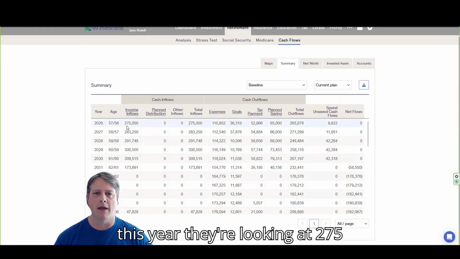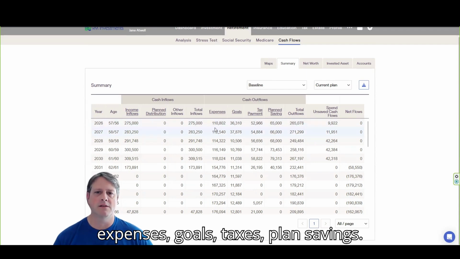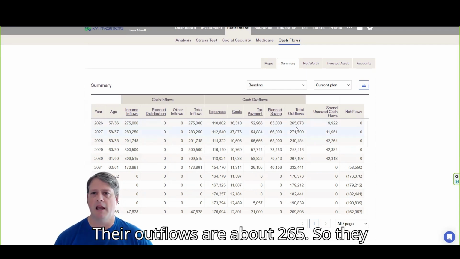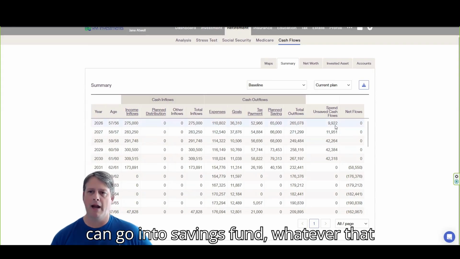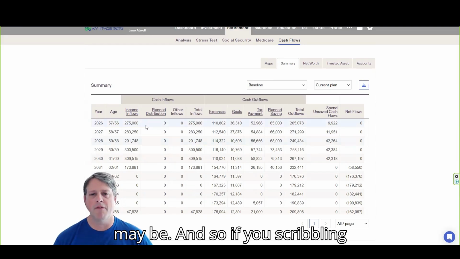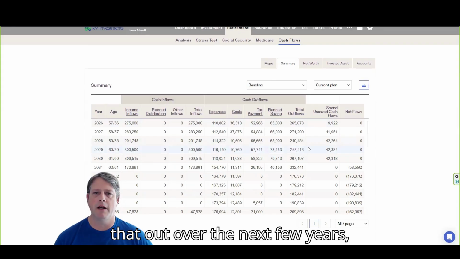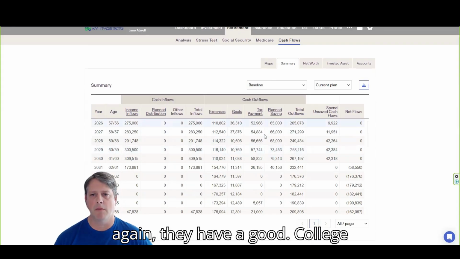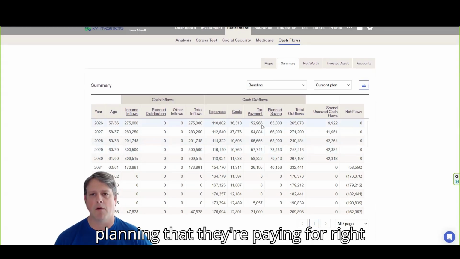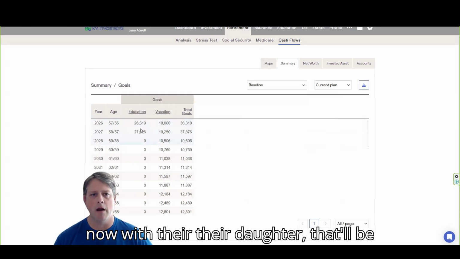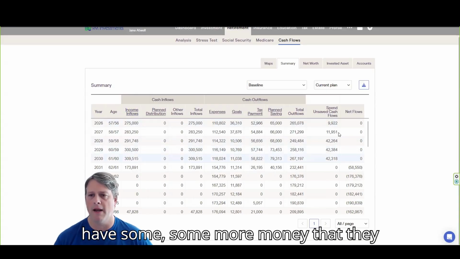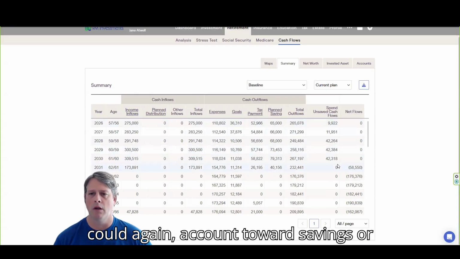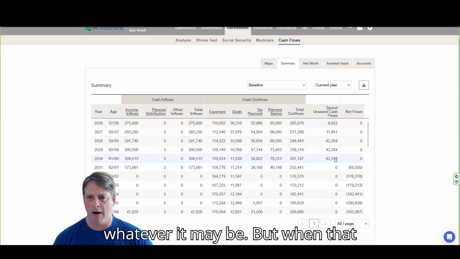This year they're looking at 275. Expenses, goals, taxes, planned savings, their outflows are about 265. So they have roughly about 10 grand that can go into savings, fund, whatever that may be. And if you extrapolate that out over the next few years, again, they have a good college planning that they're paying for right now with their daughter. That'll be over in a couple of years. So they have some more money that they could again account toward savings or whatever it may be.